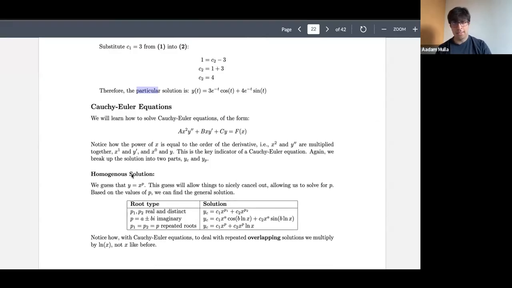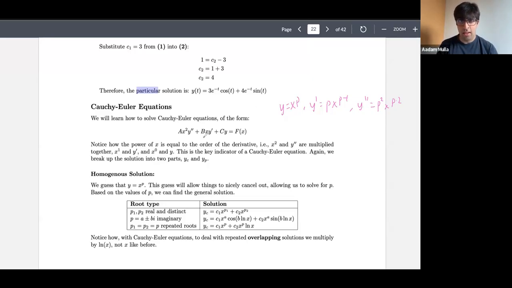Trust me, when you plug in x to the p, if you think about it, right? If y equals x to the p, then y prime is going to be px to the p minus 1, and then y double prime is going to be p squared x to the p minus 2. Correct? Oh wait, px to the p minus 1, and then p squared x to the p minus 2. Yes. Okay.